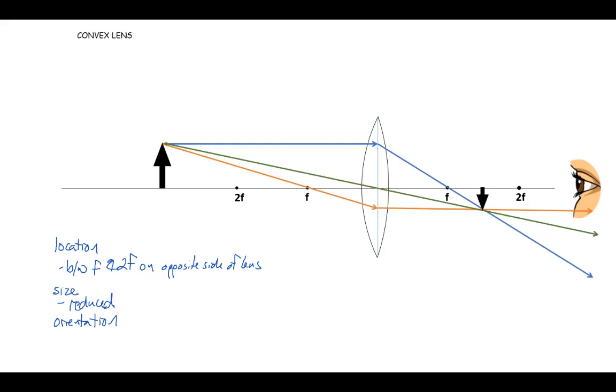Then we're going to take a look at orientation. What we're looking at here is if this is upright or inverted. And obviously, as we take a look at that, that's going to be inverted. The last one we want to take a look at is type. When we say type, what we mean is a real or a virtual image. If we take a look at this one, they're solid lines, so these are real lines that are converging together. So this is going to be a real image. Location between F and 2F on the opposite side of the lens, reduced, inverted, and real.